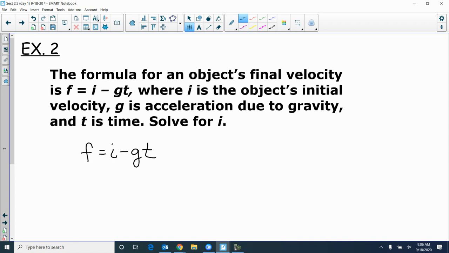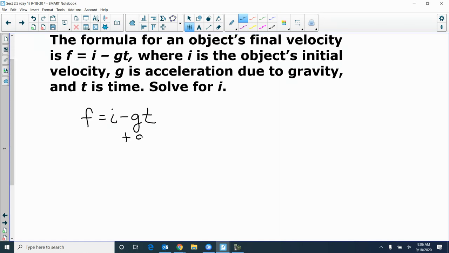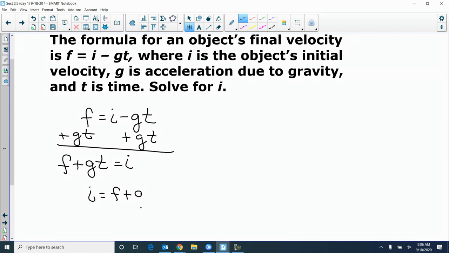Well, what do I do to solve for I? I got to move the GT. Plus GT. So this one is really not that difficult once you get past everything. Now, here's how you write it. F plus GT equals I. All right? And then you're done. Now, I would prefer you to write the I first and flip the order because normally that's how it's going to be done.